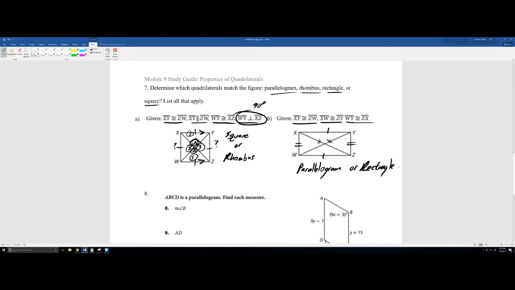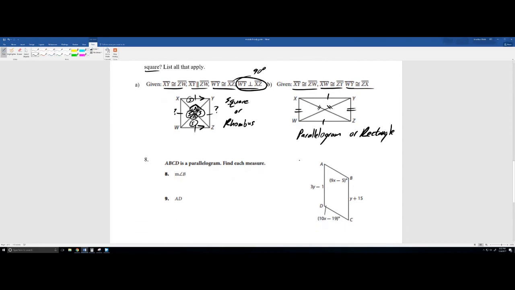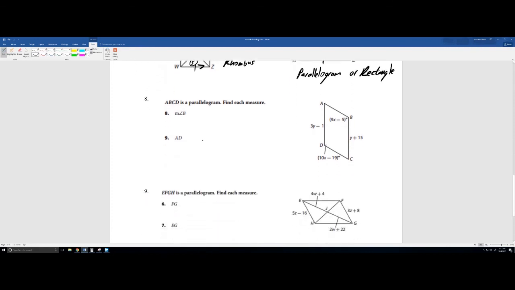So talk to your group and see which one you would rather focus on. Are we 100% sure it's a rectangle? Did they say anything about 90-degree angles? They didn't really say that, did they? So have that conversation and determine which one you think it really is. Same thing with part A. Get that discussion going with your group.